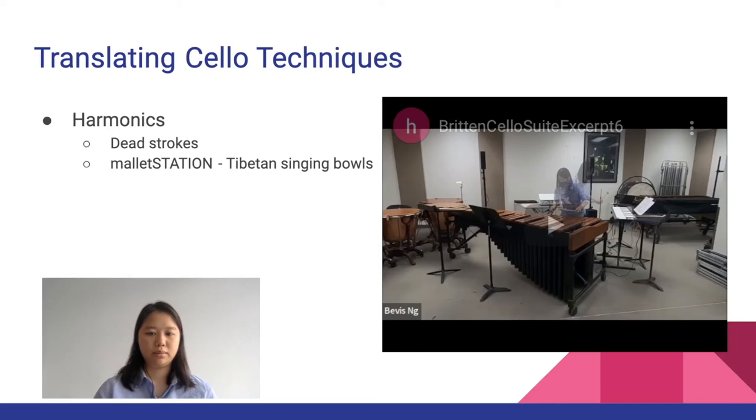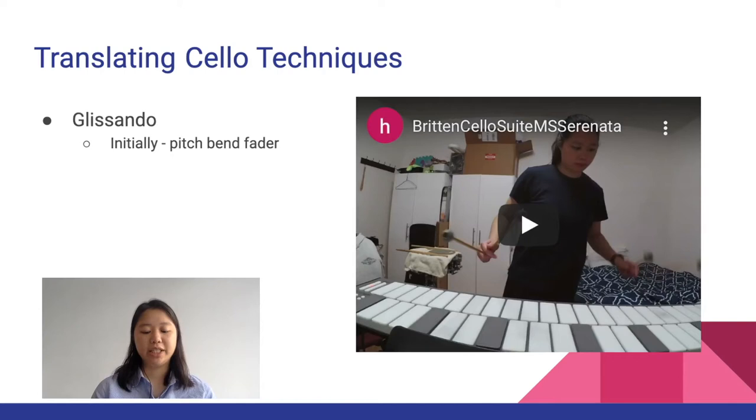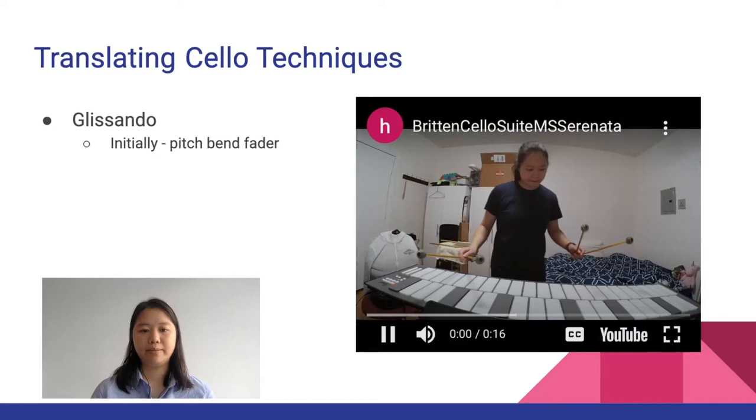For glissando, the first instance is in Serenata. Back in 2020, I used the pitch bend fader on the mallet station. Here is an excerpt from it.